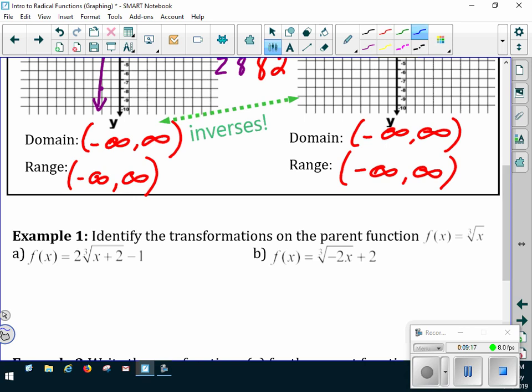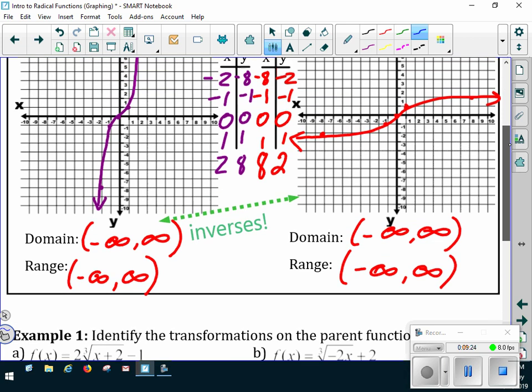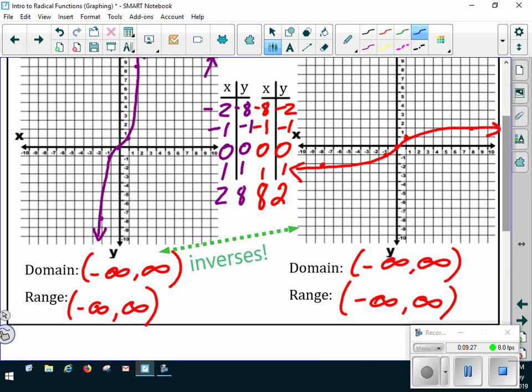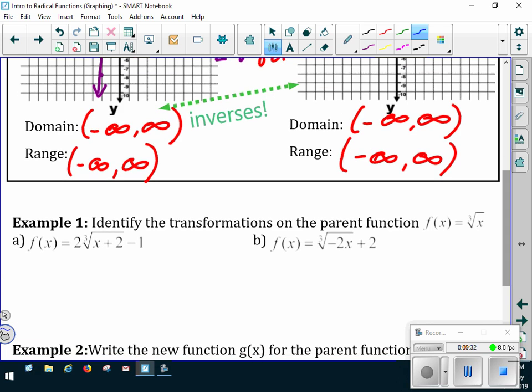Now, I want you to notice something, and it's not so obvious on this one. You remember how Bethany said the x and y's flip-flop? Well, if the x and y's flip-flop, that means the domain and range flip-flop. Because domain is x, and range is y. So if you know what the domain of this one is, then you know what the range of this one is. And vice versa. Those just flip-flop. Okay?